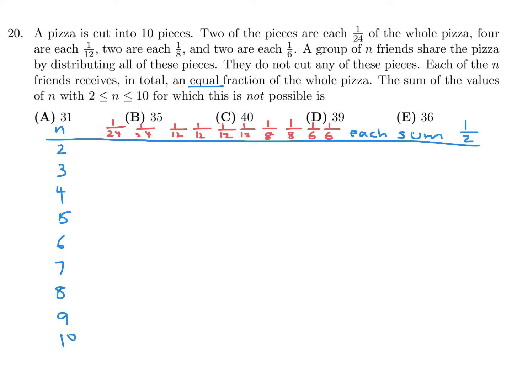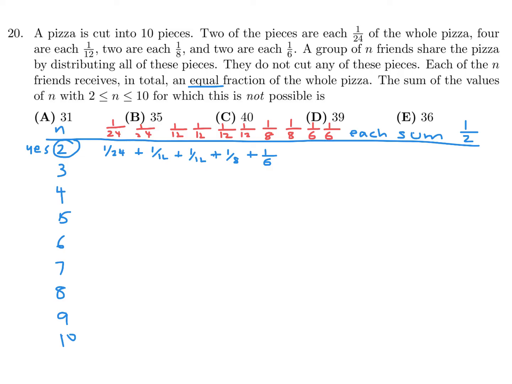And you just have to fiddle around with this, really. And the answer is yes. You can. Basically, I think it's 1/24 plus 1/12 plus 1/12 plus 1/8 plus 1/6. That would be a half, and then the other person would have the exact same slices. Okay, so 2 is good.